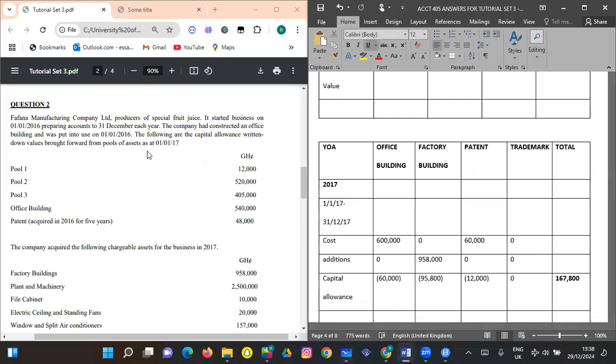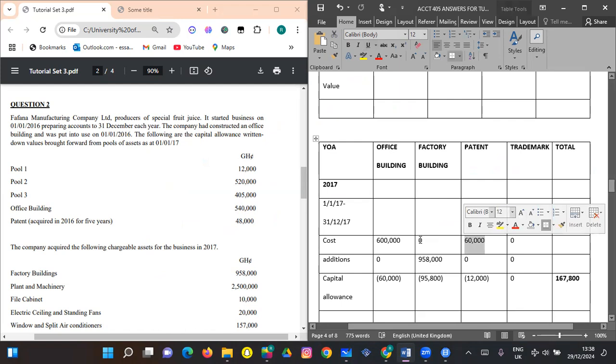So in case of assets that are being done on the straight line, if they give you the written down value, you have to convert them and get the cost. Otherwise, you get confused and then you get everything wrong. So we convert them and get this here and then this here. Right. So now let's move on.